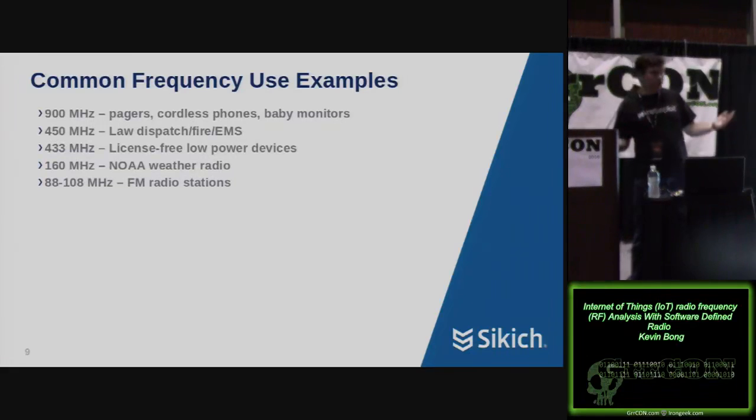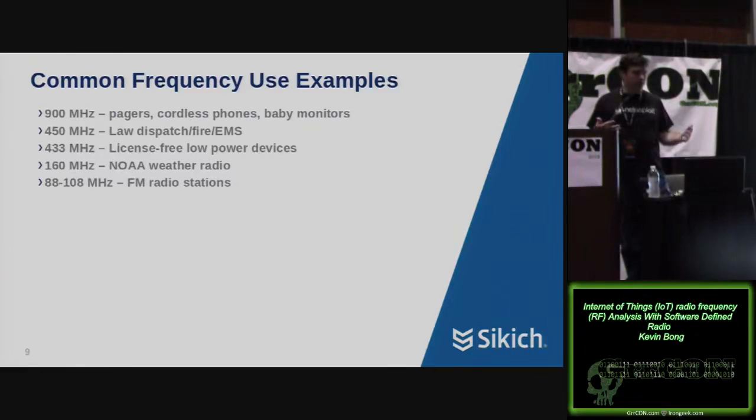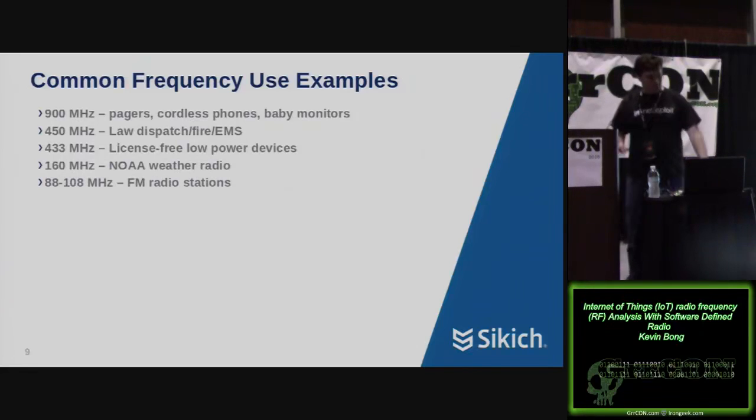450 megahertz is a licensed thing, but there are ones in there commonly used for your law dispatch or EMS. So if you want to do trunk tracking where you're police scanning, that's in that range. 433 megahertz is one of the license-free ranges. It's commonly used for a lot of low-power Internet of Things devices, like a wireless doorbell or the wireless thermometer that I've got outside that I can read on my wall inside. Car keys, things like that, commonly run in that range. Not all of them, but a lot of them. 160 megahertz is your NOAA weather radio, and even when you think about Mix 99.1, it's actually 99.1 megahertz. That's where you're going to find it in the radio station frequencies.